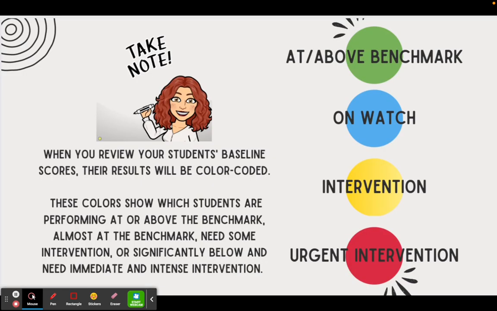Once you log into the STAR 360 Renaissance website, you will see your students' baseline scores, and their results will be color-coded. It's important to know these colors before beginning this course. It shows which students are performing at or above our district benchmark, students that are on watch, and then those in need of intervention, and then in urgent intervention. And so when you see those numbers, you'll see color coding, so it's important to understand what those colors mean.